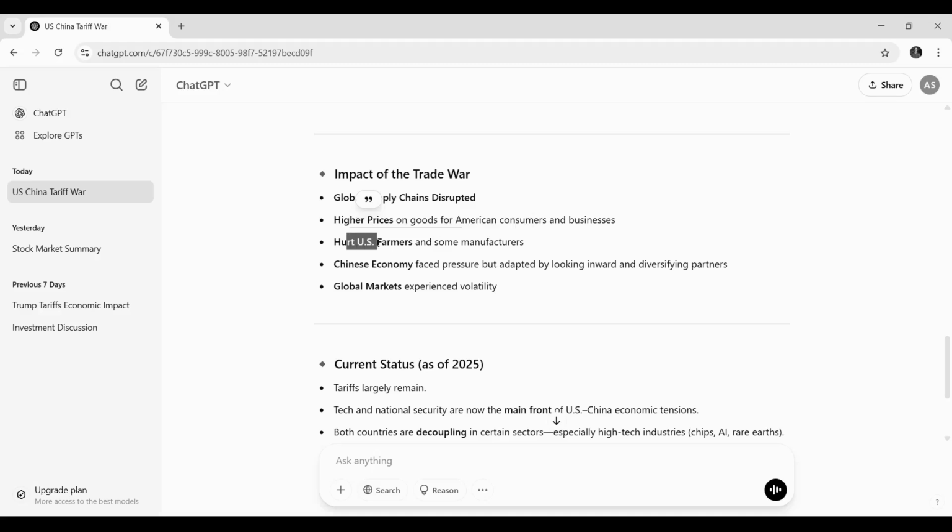Okay, now it also hurts US farmers as well, because on the other hand, China is now imposing its own tariffs on the agriculture products it imports from the USA. Okay, the US exports agriculture products to China, and because now China has tariffs on it, it is hurting US farmers. And the Chinese economy faced pressure but adapted by looking inwards and diversifying partners. Okay, global market experienced volatility.